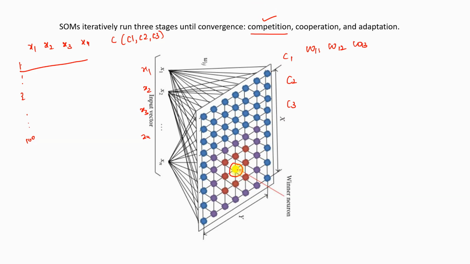That is, after finding the best matching unit, we need to find the neighbors around it. It is cooperation because the weight value of the winning neuron gets updated along with the neighbors around it. And the next thing is adaptation. Based on the distance to the winning neuron and its neighbors, the weights get adapted by using the competitive learning algorithm.